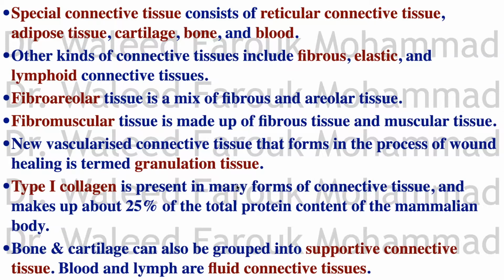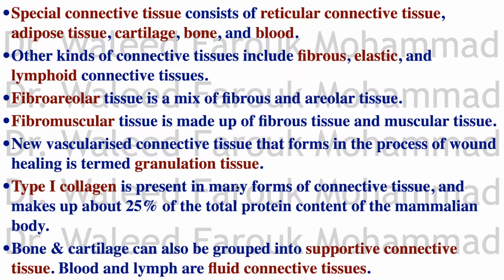Fibroareolar connective tissue is, from the name, a mix of fibrous and areolar tissue. Fibromuscular is the same, a mix of fibrous and muscular tissue. And when injured, the closure of the wound starts by formation of a special type of connective tissue called granulation tissue. It's essential for the healing of wounds.